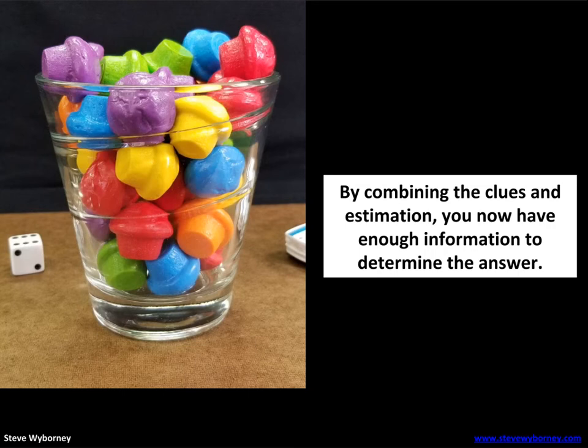By combining our clues and estimation, you now have enough information to determine the exact answer. So you should know for sure what the exact number of cupcakes there are in this glass. At this time, make sure you've got your final estimate written down and an explanation of why you chose it. Be sure you include that when you submit your assignment on Google Classroom.